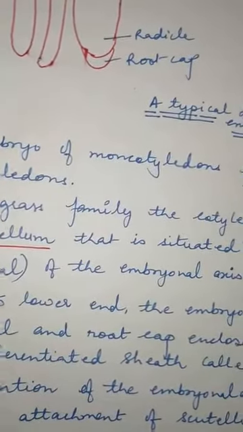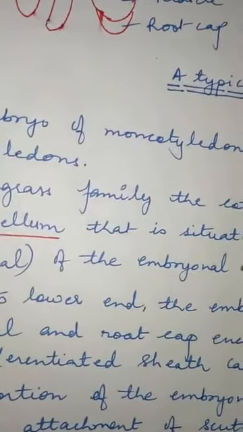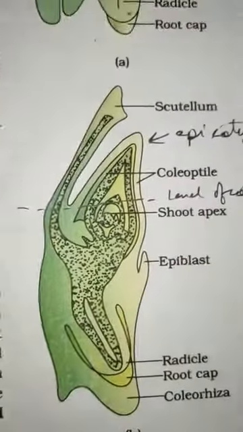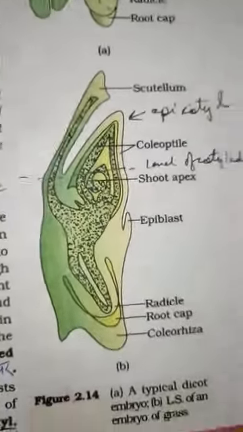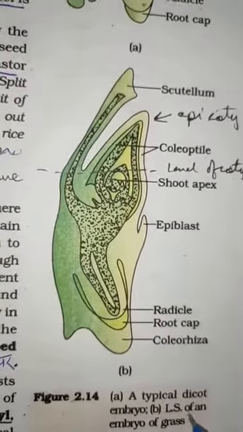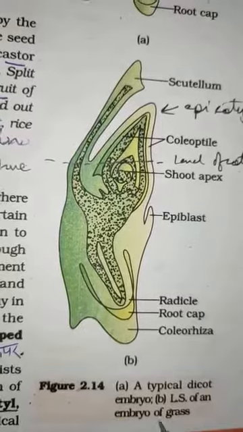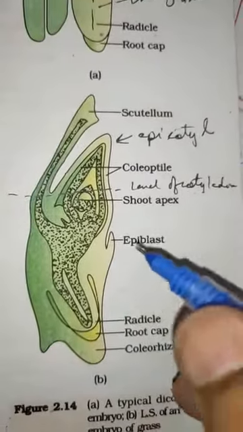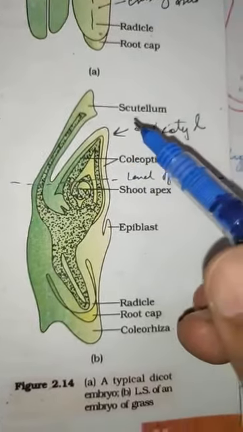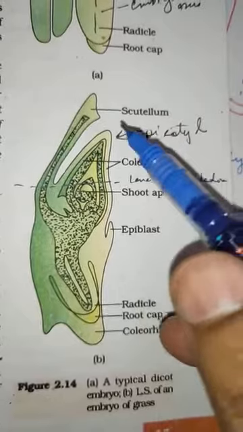I will show you the diagram of this monocot structure. This is the diagram. You are able to see it clearly. This is the longitudinal section of the embryo of a grass. Here you are able to see it clearly. This is the scutellum. This is the shield shape.